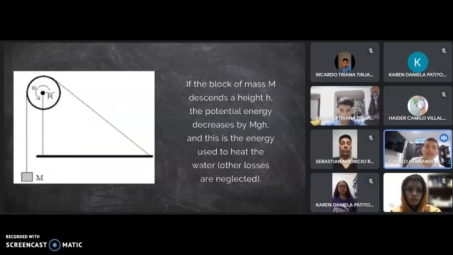In the block of mass M, at a height H, the potential energy is given by mgh. And this is the energy used to heat the water. Other losses are neglected. Next.